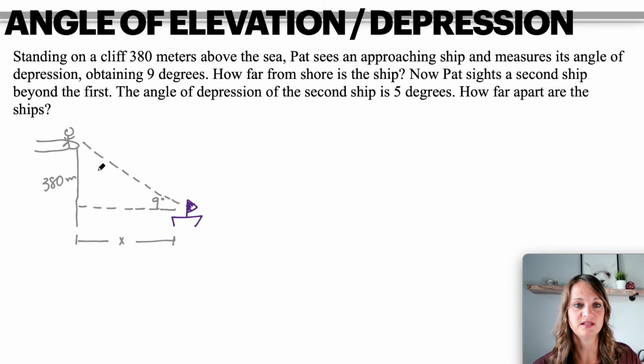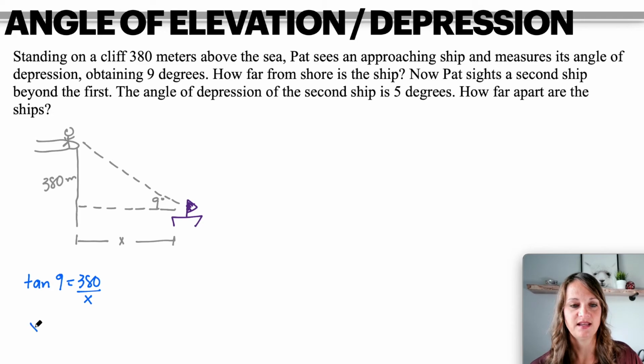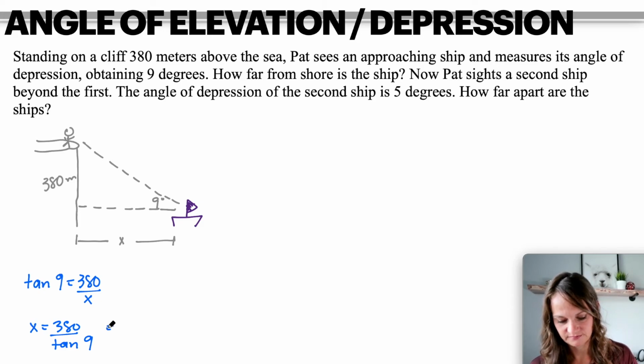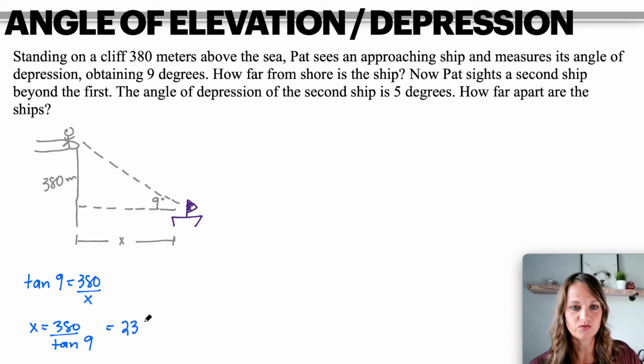So according to this triangle, we're going to use tangent. So tangent of 9 degrees equals my opposite divided by my adjacent. X is in the denominator. And we will get roughly 2399 meters.